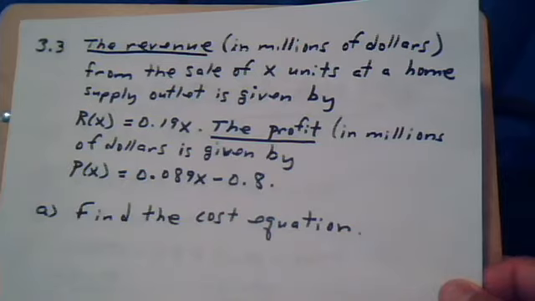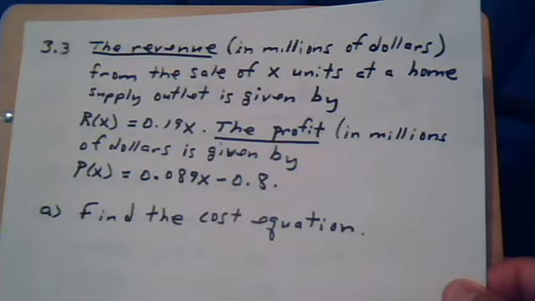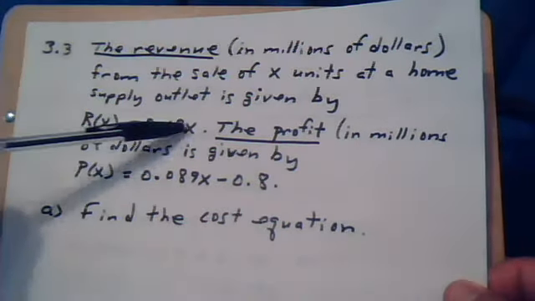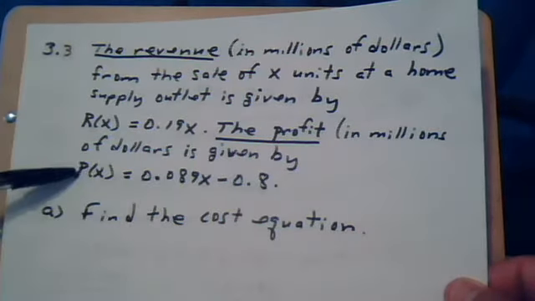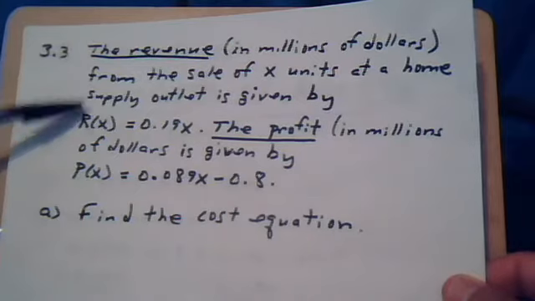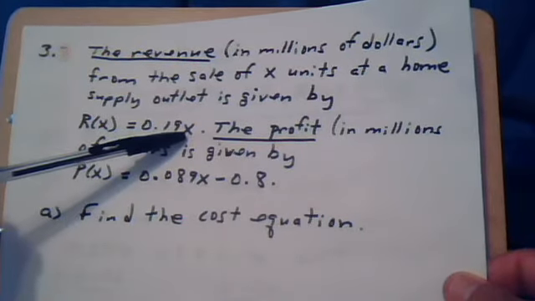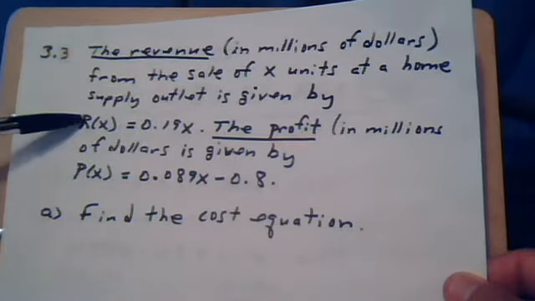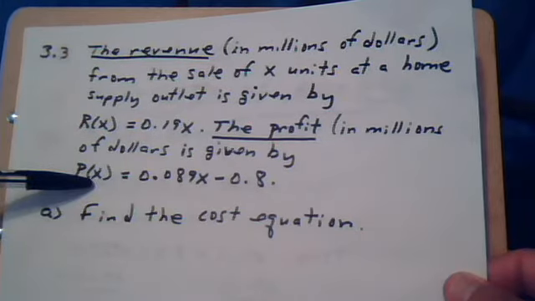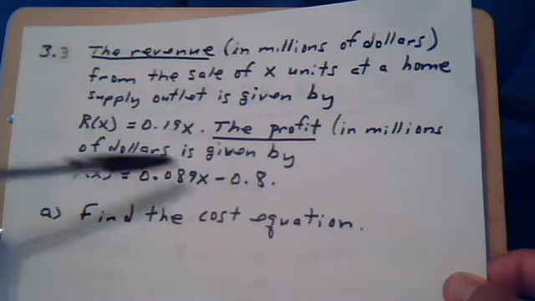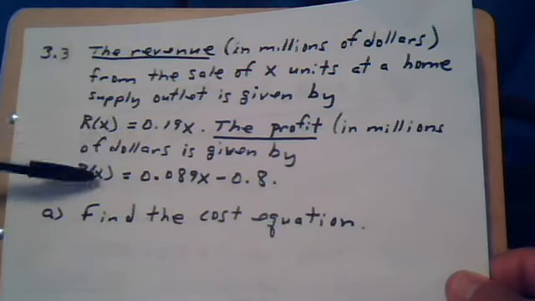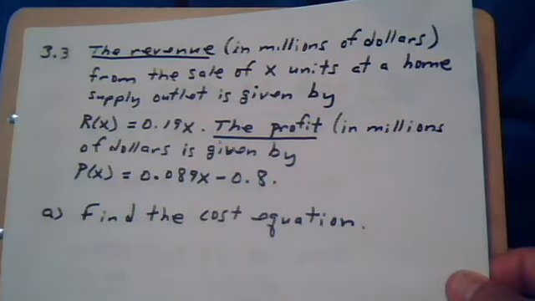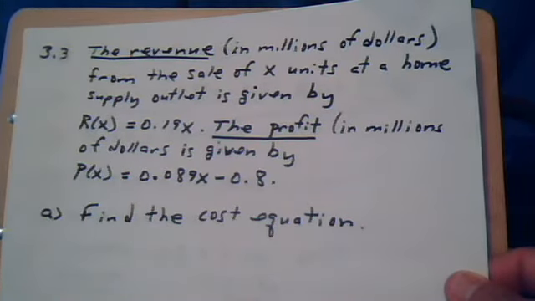The revenue in millions of dollars from the sale of X units at a home supply outlet is given by this equation. The profit in millions of dollars is given by this equation. So if you use this equation, if you give it the number of units sold, it will tell you the revenue. For this one, the profit equation, if you tell it how many units were sold, it will give you the profit. For A, we need to find the cost equation. So we're going to use the information they gave us, revenue and profit, and find the cost equation.